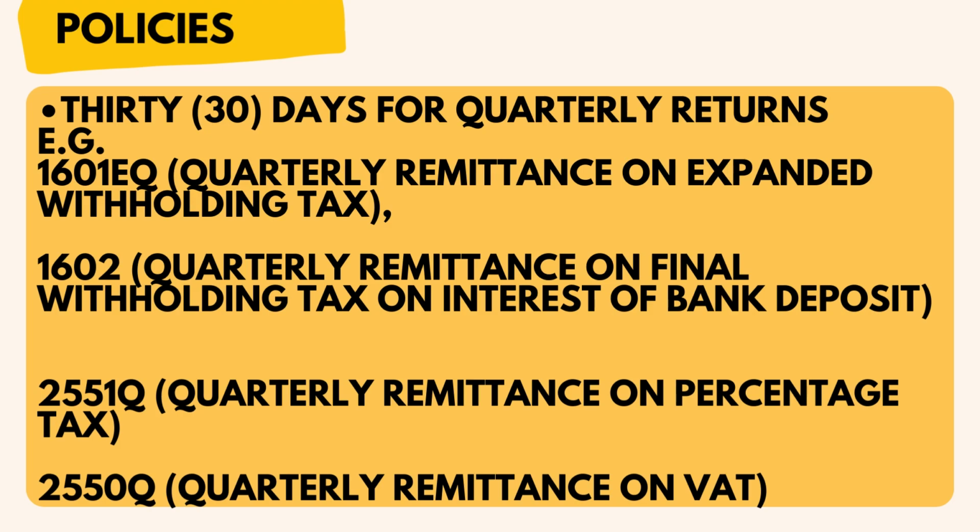30 days for quarterly returns, and these are 1601EQ for quarterly remittance on expanded withholding tax, 1602 for quarterly remittance on final withholding tax on interest of bank deposit, 2551Q for quarterly remittance on percentage tax, and finally, 2550Q for quarterly remittance on VAT.